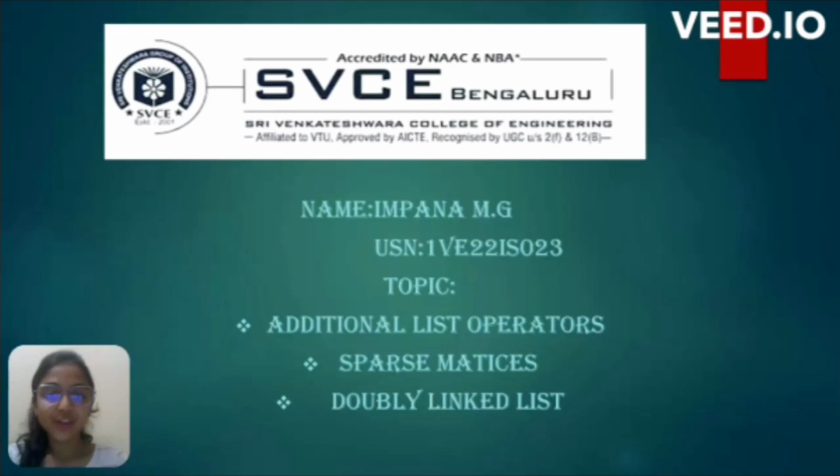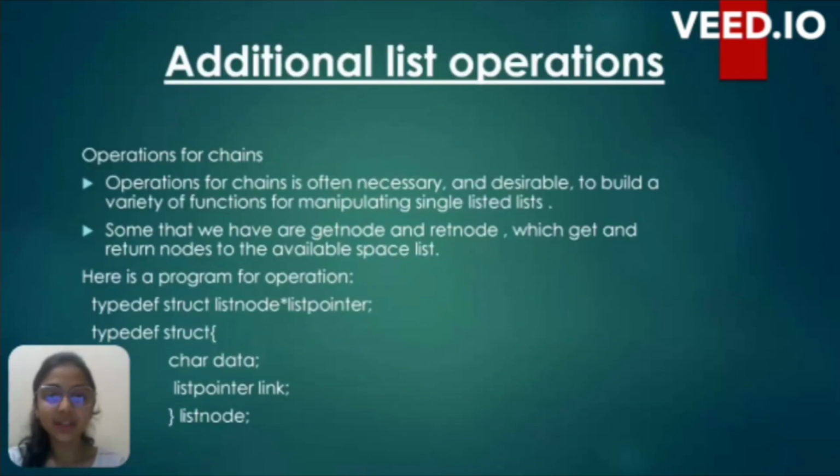Today my topic is additional list operations, sparse matrix, and doubly linked list. Additional list operations: operations for chains. It is often necessary and desirable to build a variety of functions for manipulating singly linked lists.